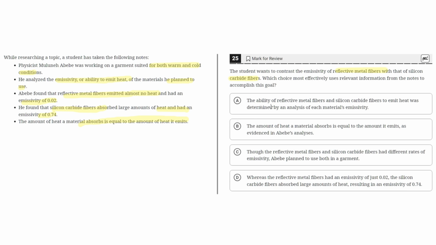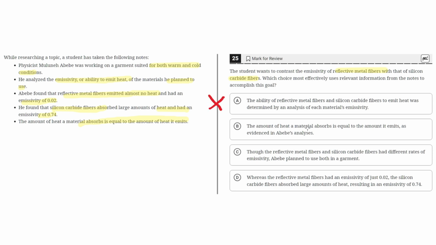So, option choice A says the ability of reflective metal fibers and silicon carbide fibers to emit heat was determined by an analysis of each material's emissivity. This is incorrect because it does not properly show or contrast the emissivity of the two different fibers. Instead, it simply says how to analyze each material's emissivity. So A can be eliminated.